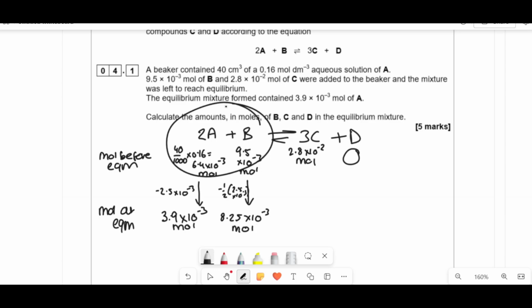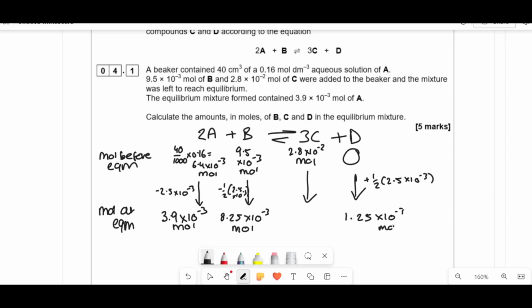These will have dropped to then make these. So if this many went down, then some amount of this has gone up and this has gone up, okay? So two of these makes one of them. So if two of these dropped, one of these were made. So that means it's going to be, in this case, minus 2.5 dropped is going to be plus a half of 2.5 times 10 to the minus 3. If that's the case, what we end up getting is 1.25 times 10 to the minus 3 moles of D. All right, cool.